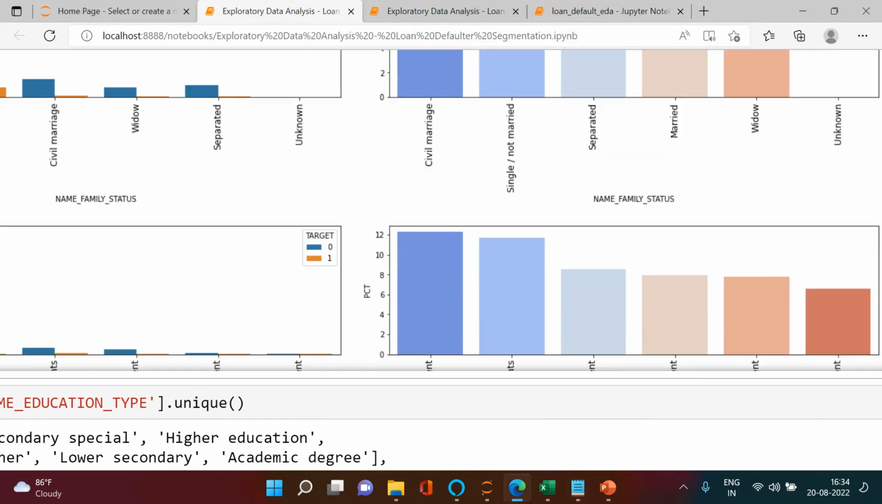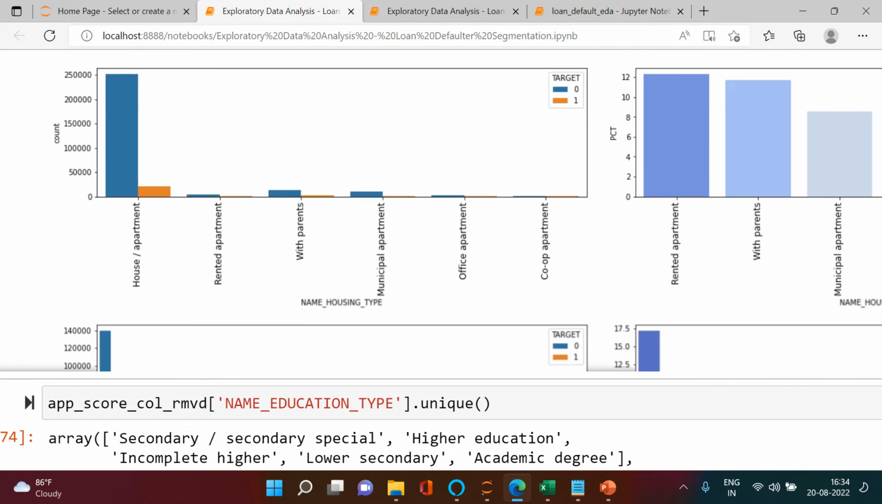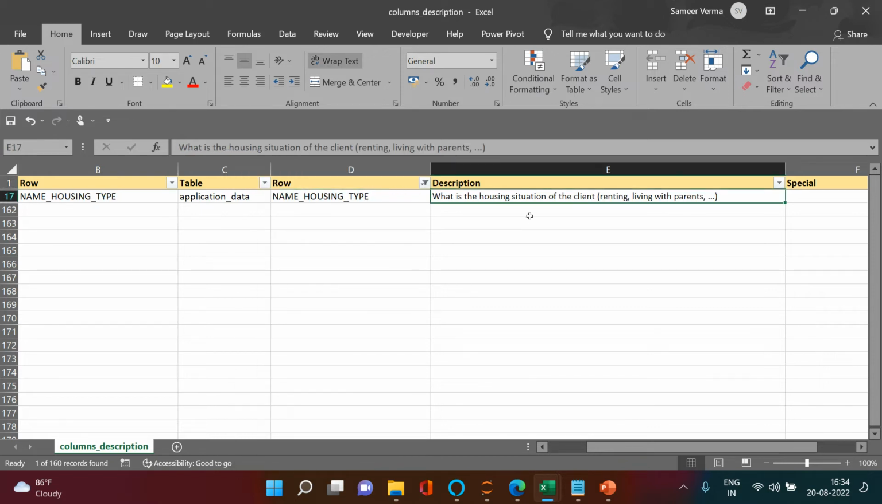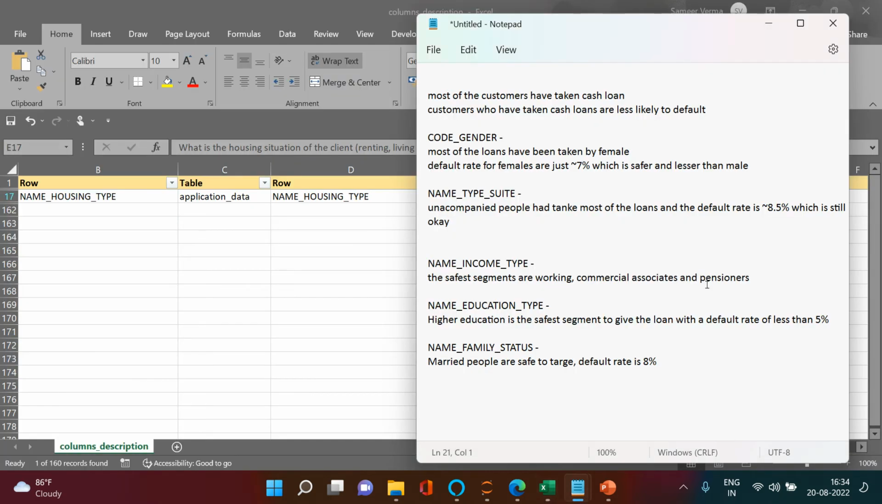Now the next variable is going to be name housing type. Let's have a look at the definition of this variable. It says, what is the housing situation of the client, whether he is rented or what it is. That is also an interesting one. Let me just put it over here. After we are done with analysis of all these things, we will have a final conclusion or the story kind of thing.